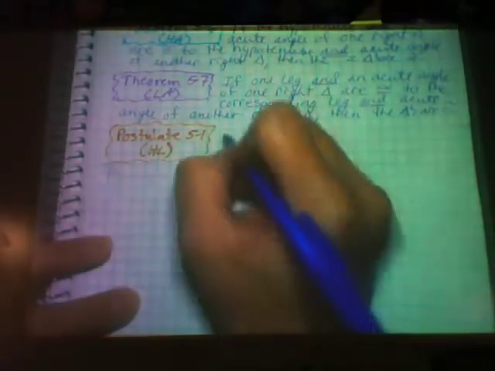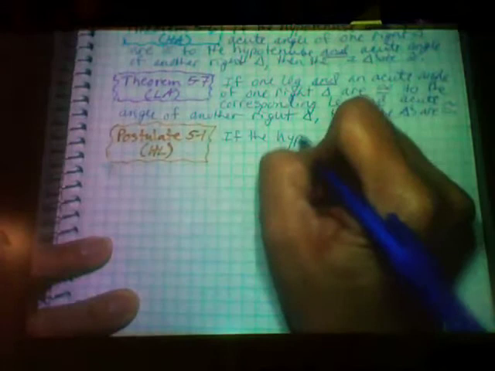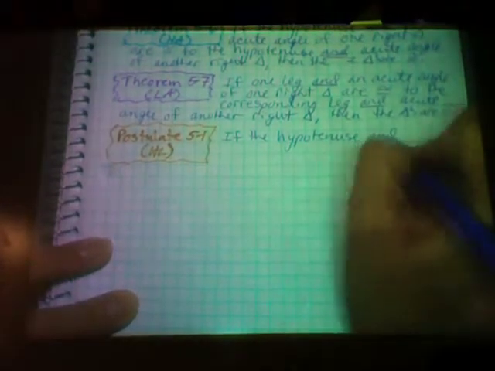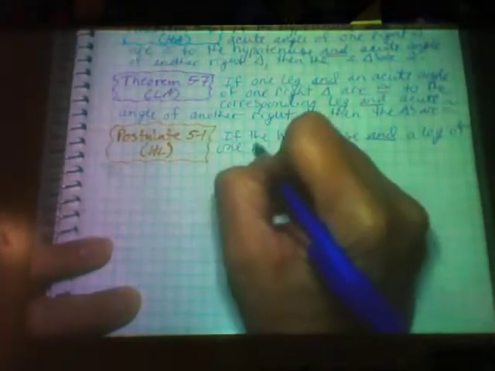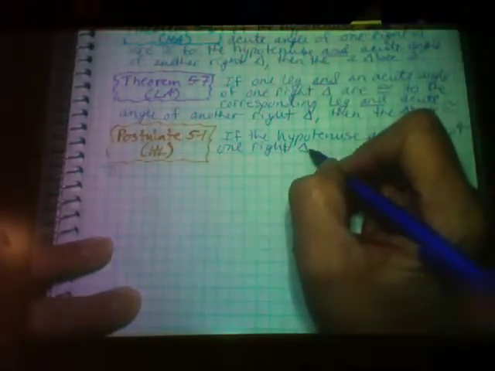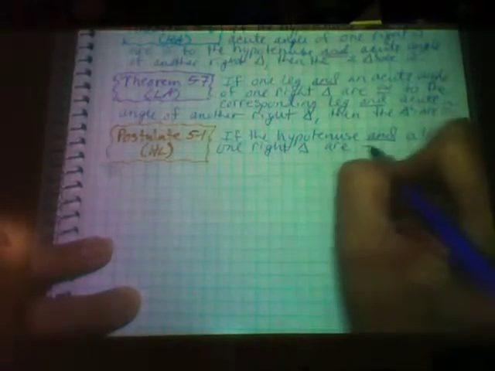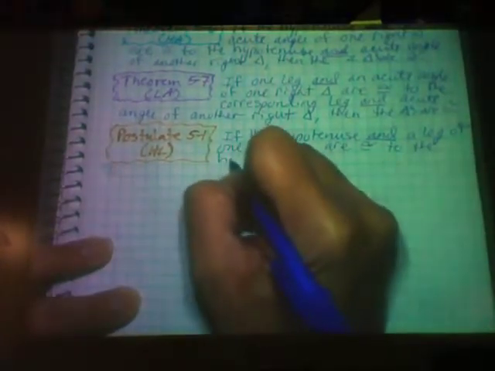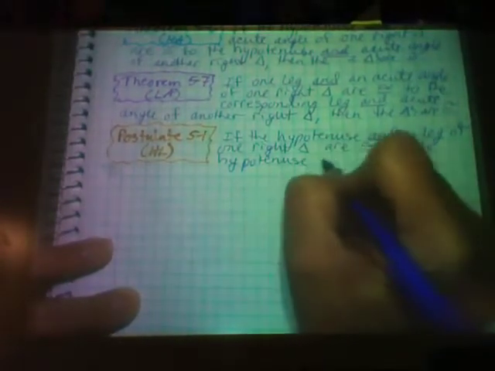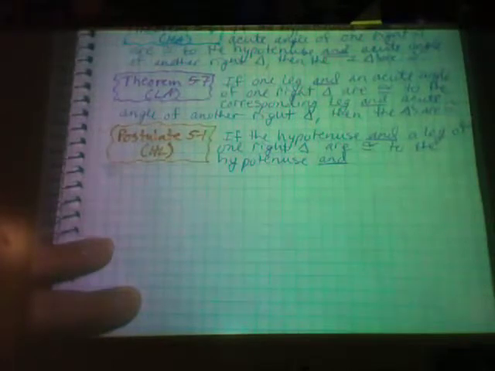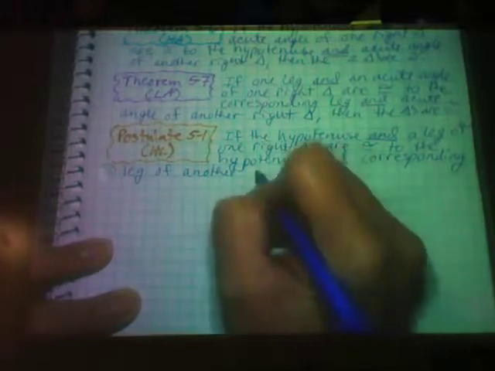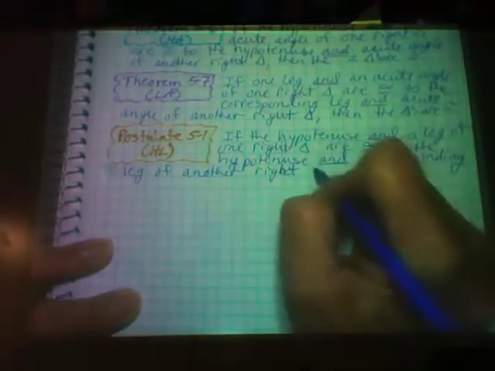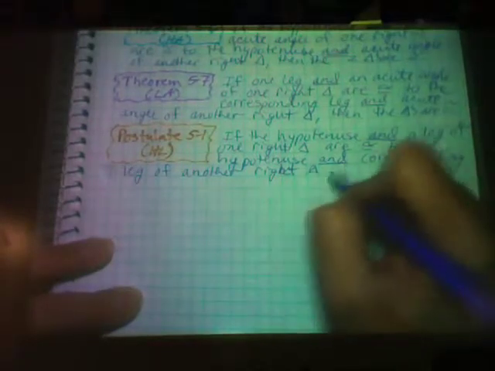So it says if the hypotenuse and a leg of one right triangle are congruent to the hypotenuse and corresponding leg of another right triangle, oops, got excited there, then the triangles are congruent.